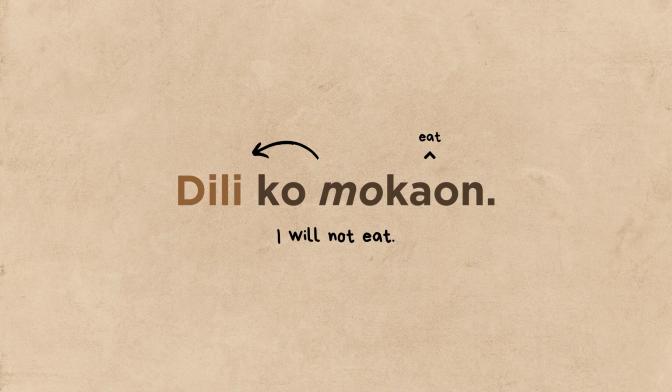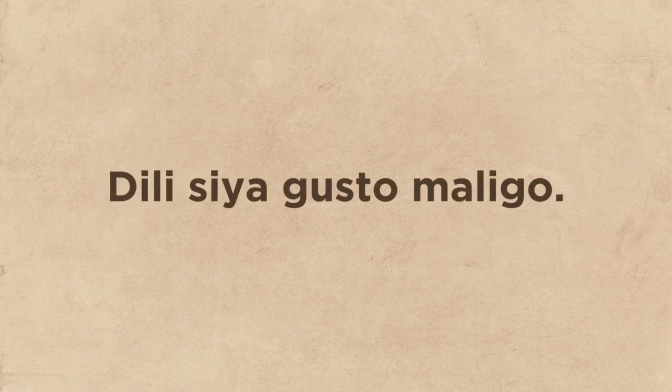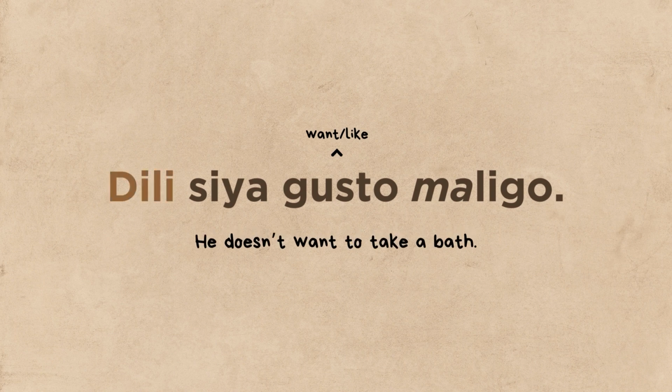Got the gist? Okay, let's have another example before we proceed to our next negator. Dili siya gusto maligo. Gusto expresses the subject's desire or intention, which in English translates to want or like. The verb maligo with the prefix ma, suggesting a future action of our verb here, ligo, which is the root word for taking a bath or taking a shower. Being negated by dili, it now means he doesn't want to take a bath or he doesn't want to take a shower.